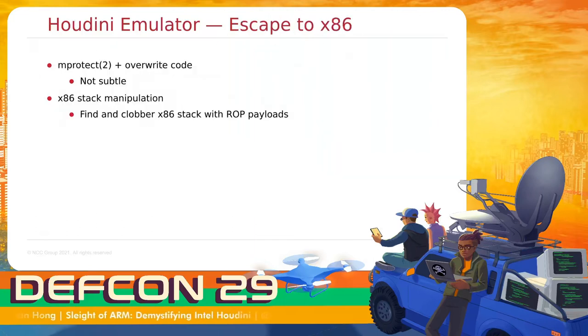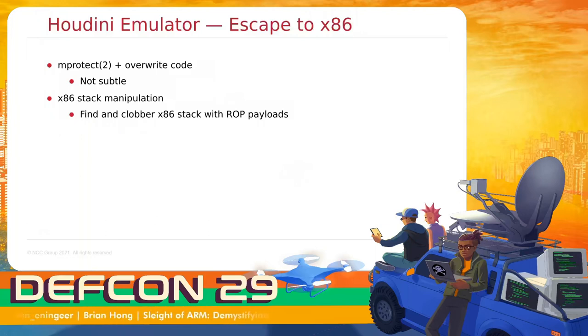So the next thing is, once we detect that we're running inside libhoudini, can we escape to x86 with it? So of course we could call mprotect and write code to memory. But again, this isn't very subtle. We would need to call mprotect, which would probably trigger most of the analysis tools.